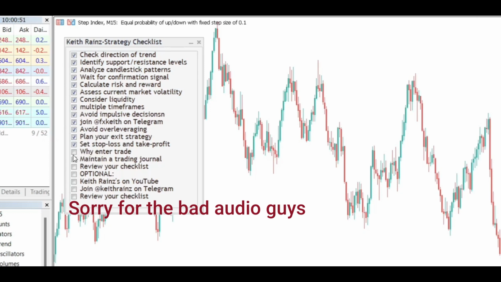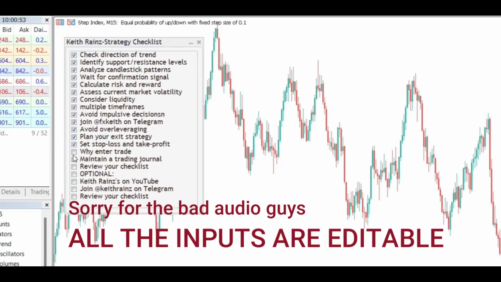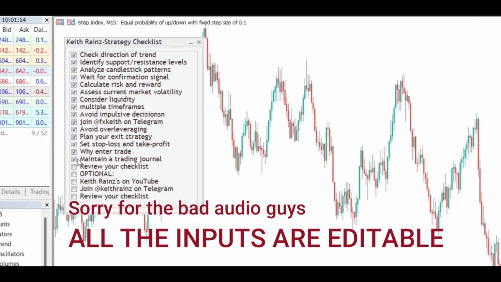Then you need to document why you're entering this trade, why you are buying or why you are selling. So this brings us to this point here, which is maintaining a trading journal. You need the trading journal to explain why you entered the trade. So when you explain why you entered the trade and it goes in the opposite direction, you'll be able to come back and see what went wrong so that you don't repeat the same mistake. So you need to review this checklist at all times.